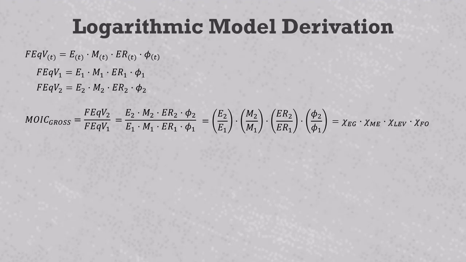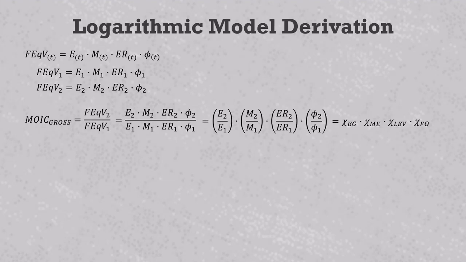Here's how they work. If EBITDA increases, E2 will be bigger than E1, and that makes the EBITDA growth multiplier greater than 1. This has a positive influence on value creation that works to increase the gross multiple of invested capital. If the GP's ownership percentage decreases due to dilution, then Phi2 will be smaller than Phi1, and that makes the fund ownership multiplier less than 1. This has a negative influence on value creation that works to decrease the gross multiple of invested capital.